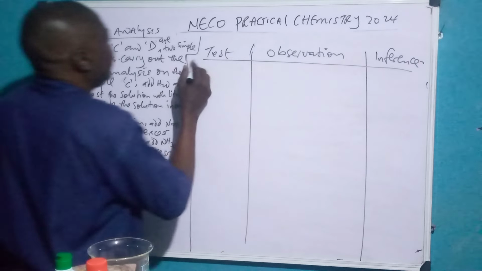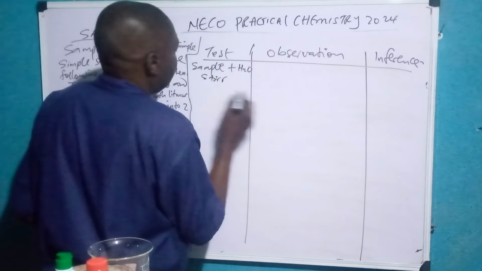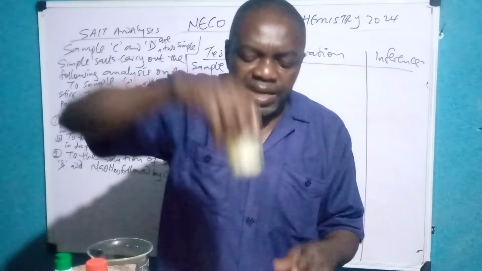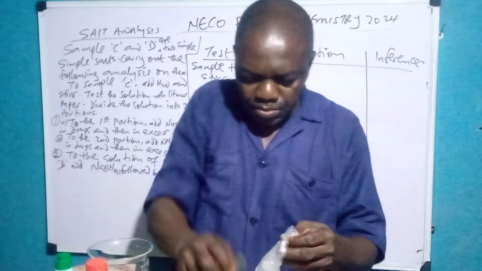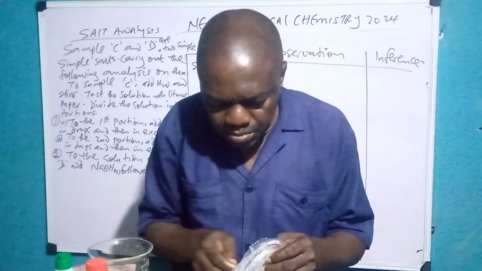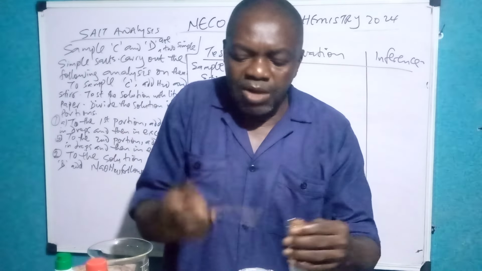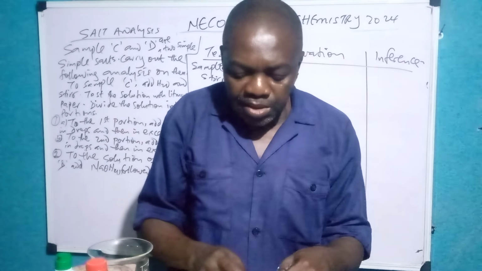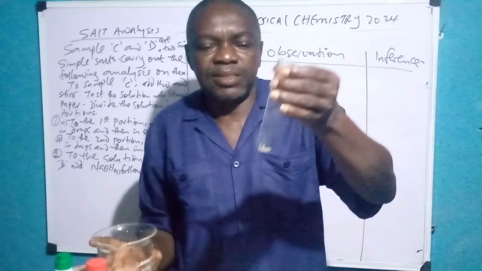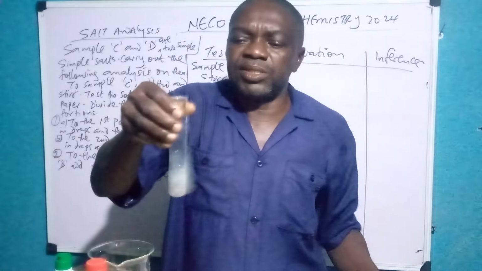To sample C, add water and stir. You say sample C plus water, stir. So, let's see what happens. This sample C is known as zinc chloride. You can see some amount of it, and I put it into this boiling tube. When they are giving you yours, you can put it in a sample container. This is how we bought it, so that's why I'm using it like this. Add water. This is the zinc chloride. Remember, it's soluble in water. So I'll shake it, you see, and stir.